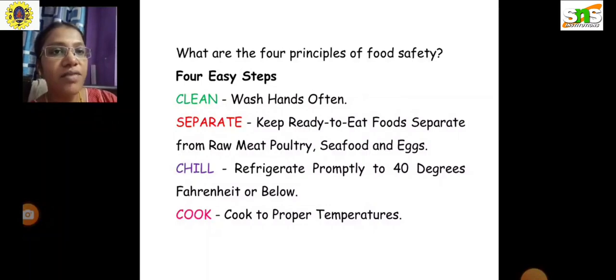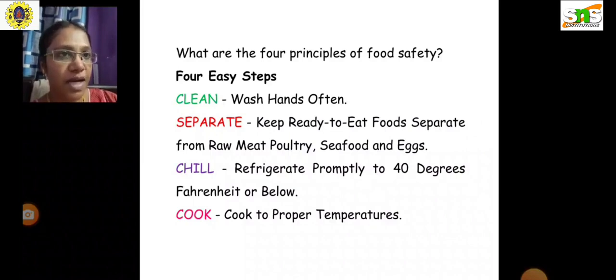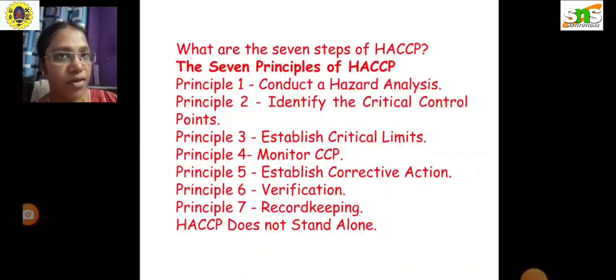Clean means we have to wash often. Separate means we have to keep food separately, like keeping ready-to-eat food separate from raw foods. We have to refrigerate whichever food is required, and we have to cook it.